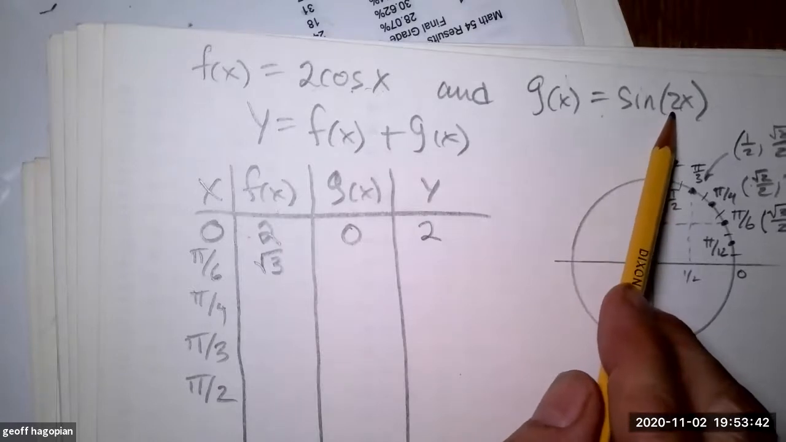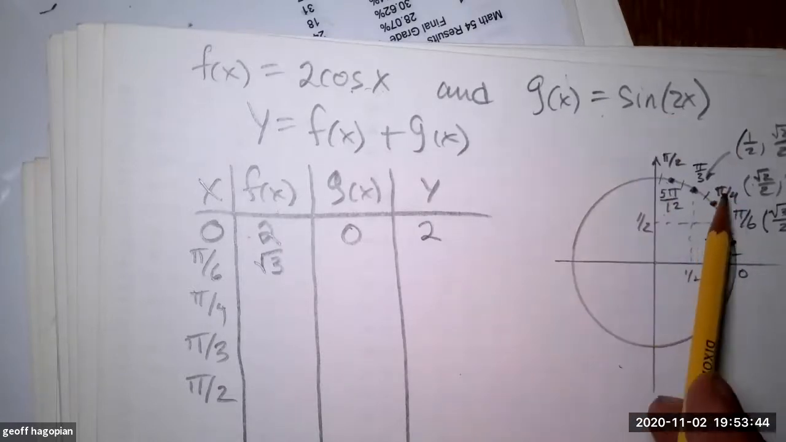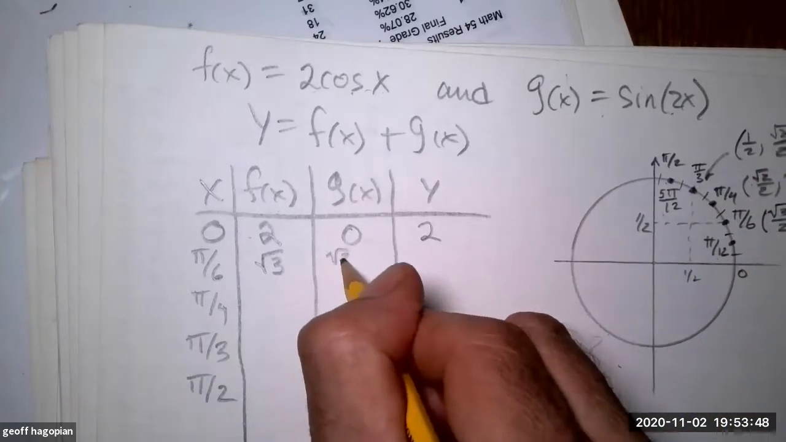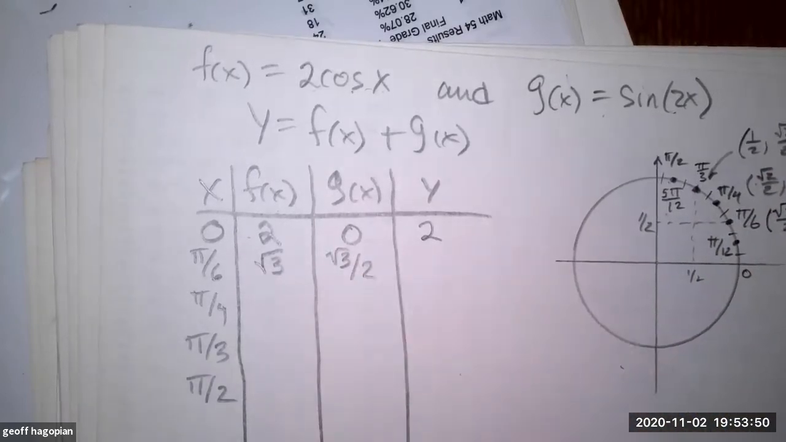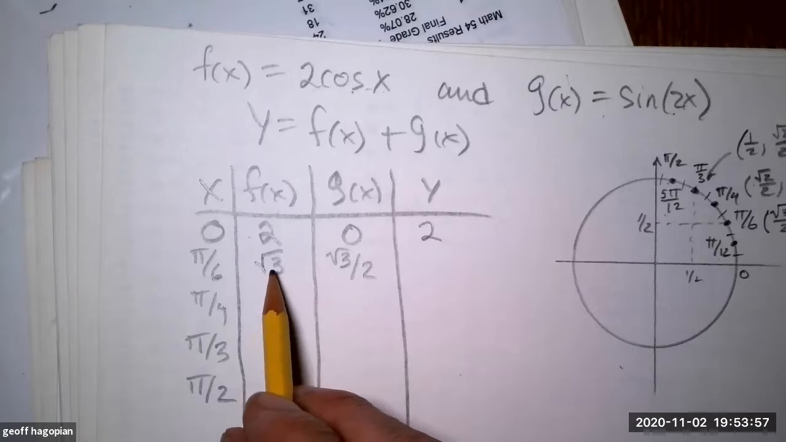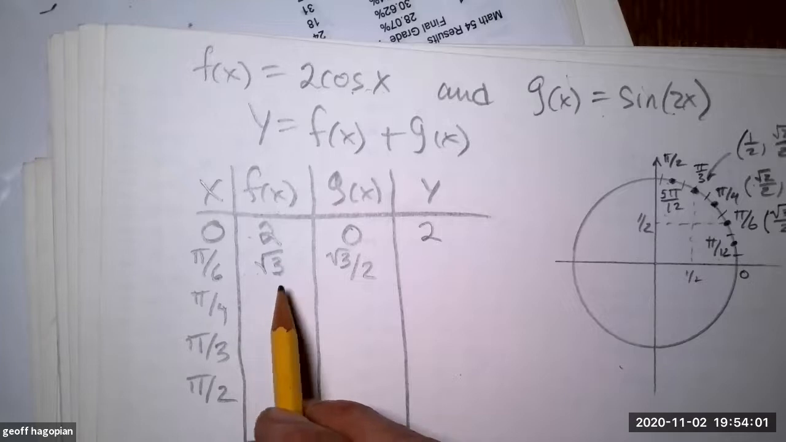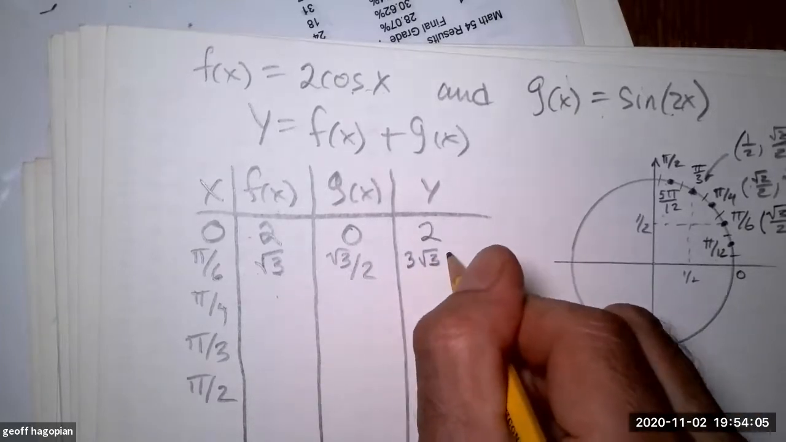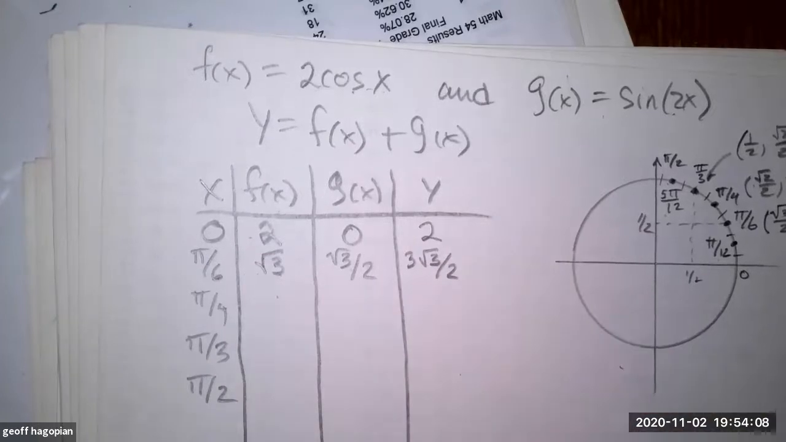Sine of twice pi over 6 is sine of pi over 3, which is the y coordinate here. That's square root of 3 over 2. All right? So when we add those up, what do we get? Well, 2 square root of 3 over 2, plus this is going to be 3 square root of 3 over 2. And what is that? Well, square root of 3 over 2 is about 0.866.